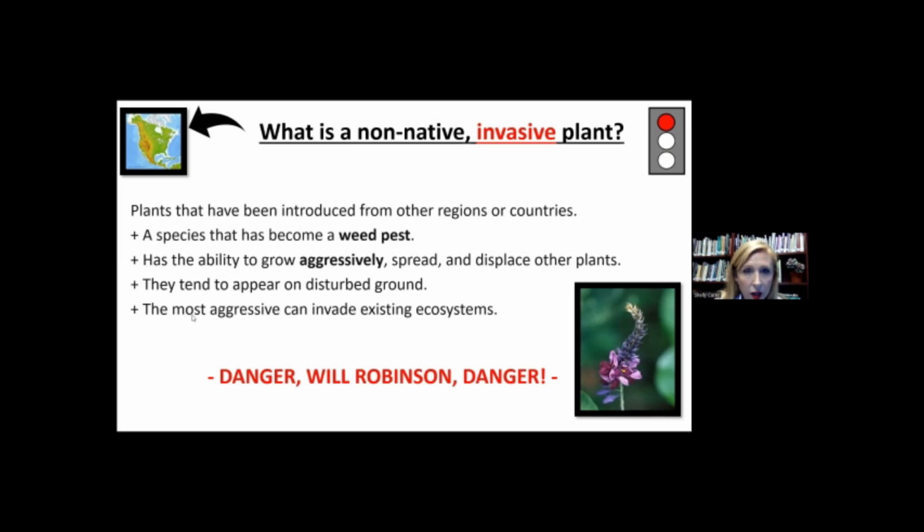So what is a non-native invasive plant? And as you can see here off to the left, we've got an arrow pointing to North America. So it's something that's being imported here. And this also has the red light, as you can see. These are the bullies. They are non-native invasive plants. They're imported like the last slide we saw, but these are just the bullies, and they do not play nice.